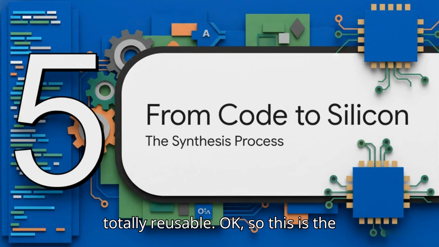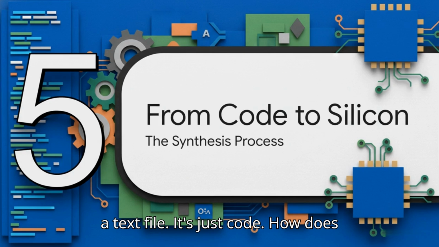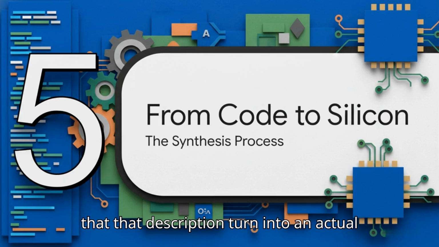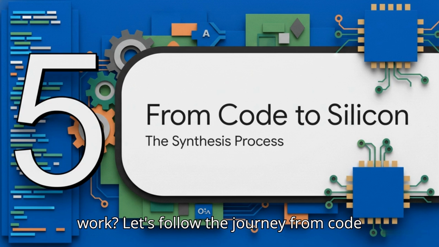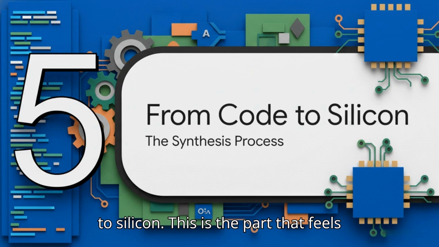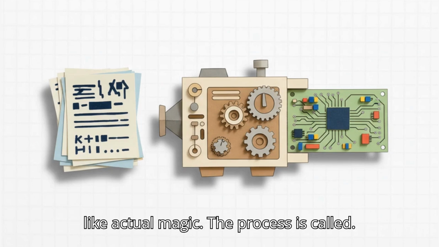Okay, so this is the million-dollar question, right? We've written a text file. It's just code. How does that description turn into an actual physical piece of silicon that does real work? Let's follow the journey from code to silicon. This is the part that feels like actual magic. The process is called synthesis.